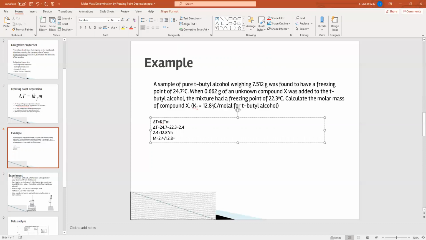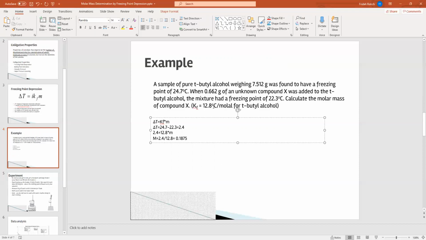And your molality value will be 0.1875. All right, I hope you're with me this far. Now, how do we get from molality to molar mass? Because the question wants us to calculate the molar mass.